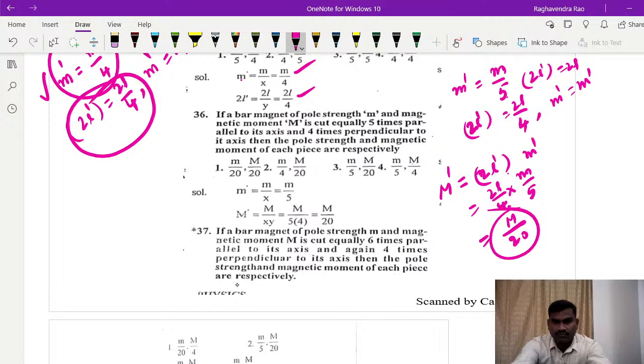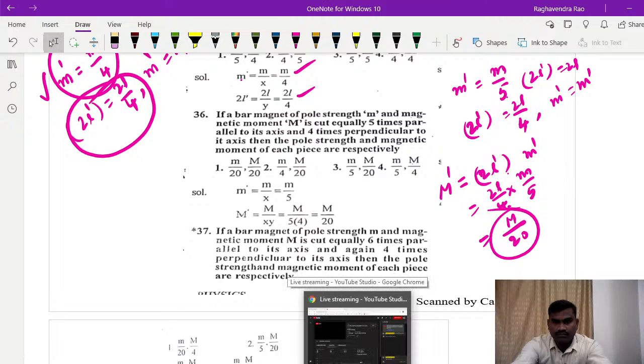So with this we completed magnetic moment related cases and numericals. Okay. In tomorrow's class we will discuss magnetic field due to isolated magnetic poles and also magnetic field due to a magnetic dipole. Okay, thank you.